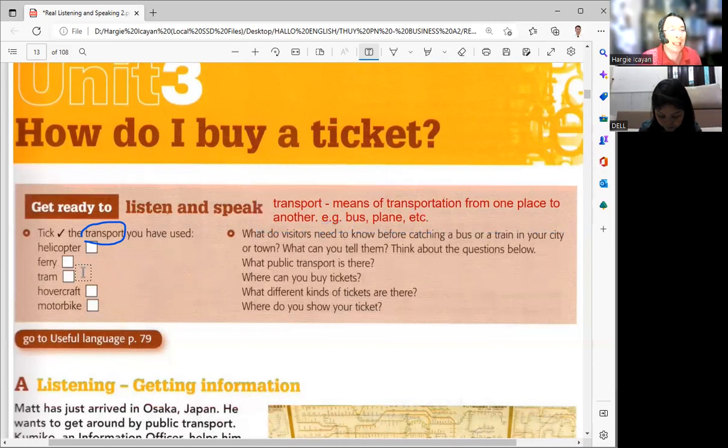Right? Okay, now let's try to tick the transport you have already used. Have you already used a helicopter? No, not yet. Okay. Actually, I'm dreaming of riding a helicopter.